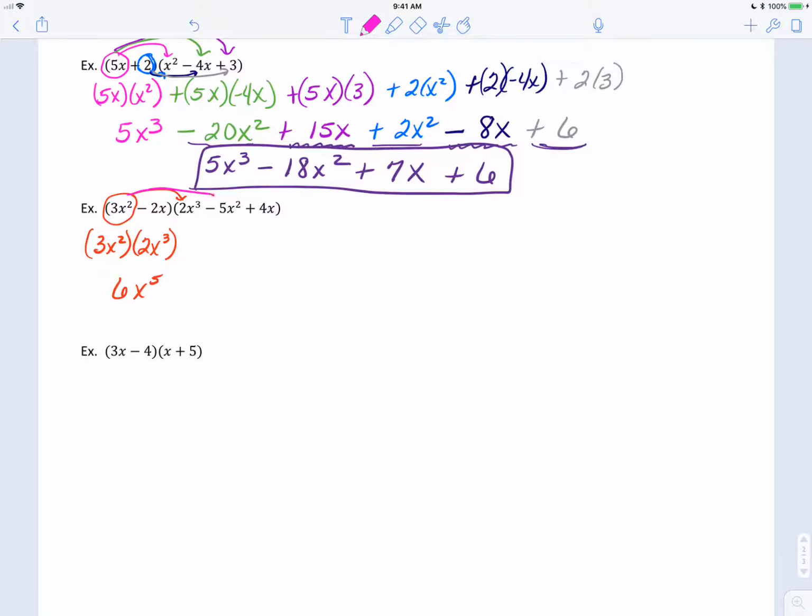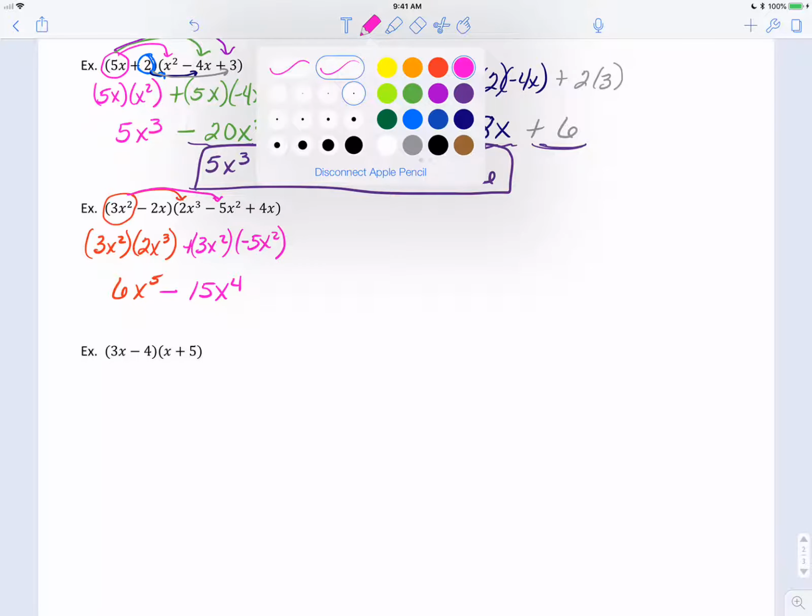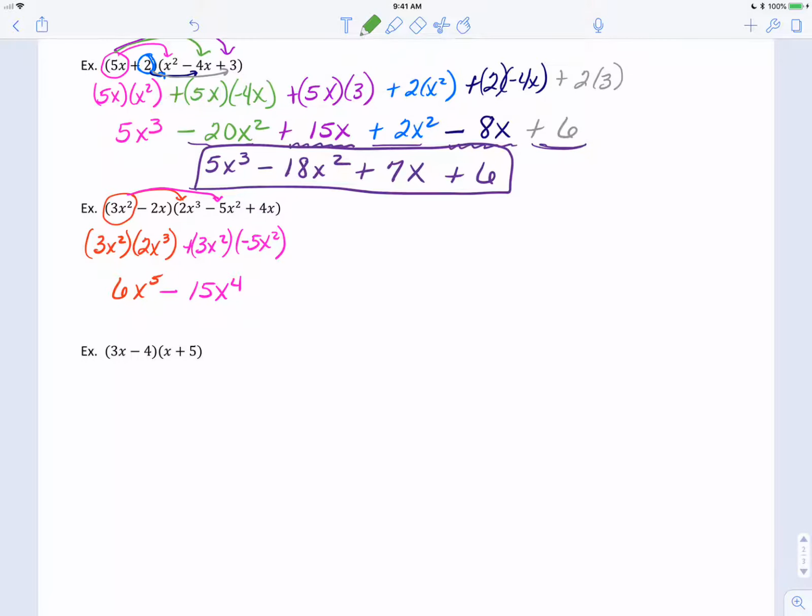So now 3x squared times the -5x squared gives us -15x to the 4th. So now we're moving on down the line. So plus the 3x squared times the 4x. It gives us 12x cubed.